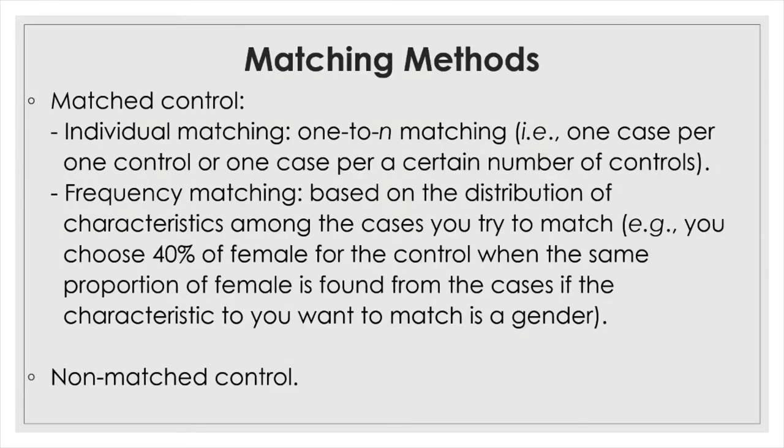There are different methods of matching controls. In individual matching, one case is typically matched against n number of controls, whereas in frequency matching, cases are matched based on the characteristics you are interested in matching. In frequency matching, you try to match the proportion of such characteristics in the case group. The amount of time to match increases as a function of the number of characteristics you try to match, and the number of controls per case you want to employ. And the non-matched control is rarely used in case control studies.